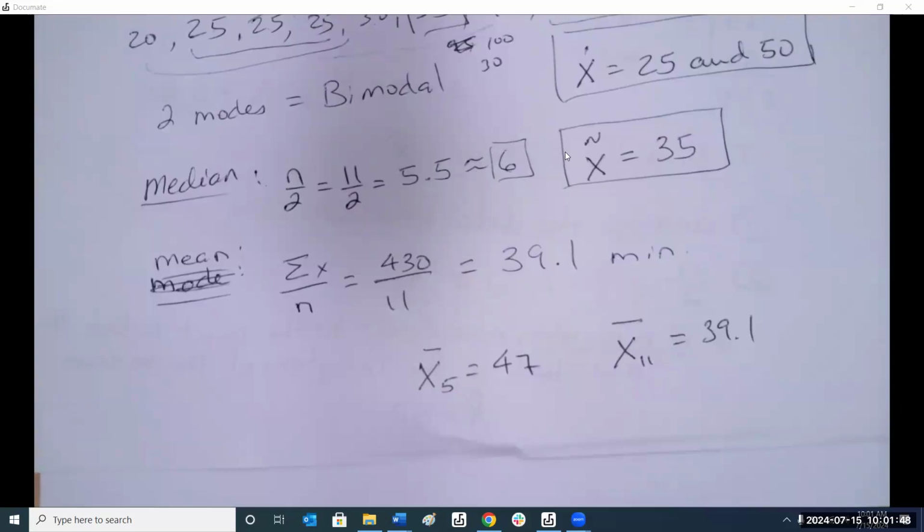Doesn't sound like much, 8 minutes, but trust me, when you go to an amusement park and you have to wait 8 more minutes, it does get to you. So what do y'all think? Pretty straightforward? That's the mean, median, mode.